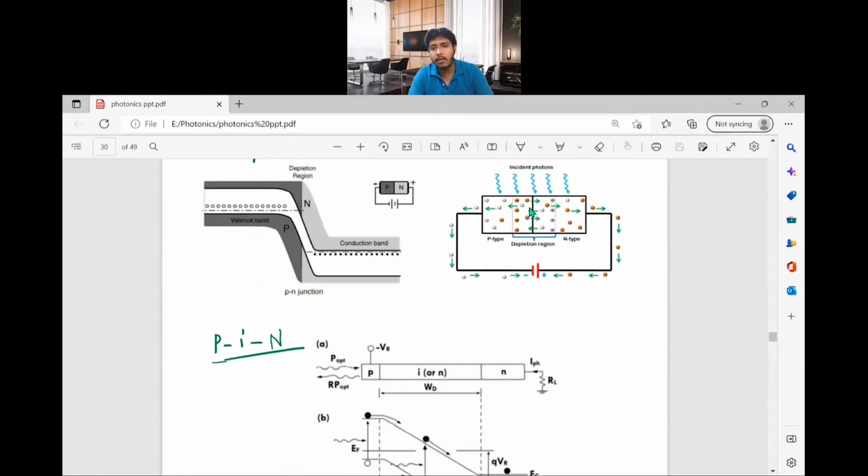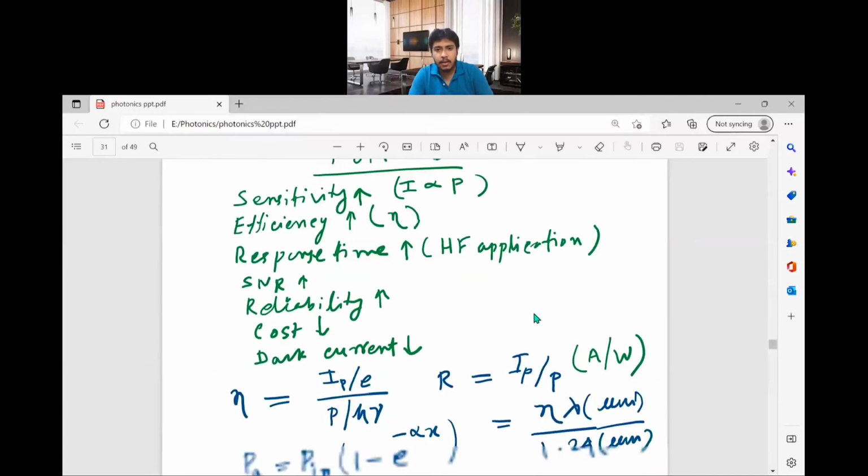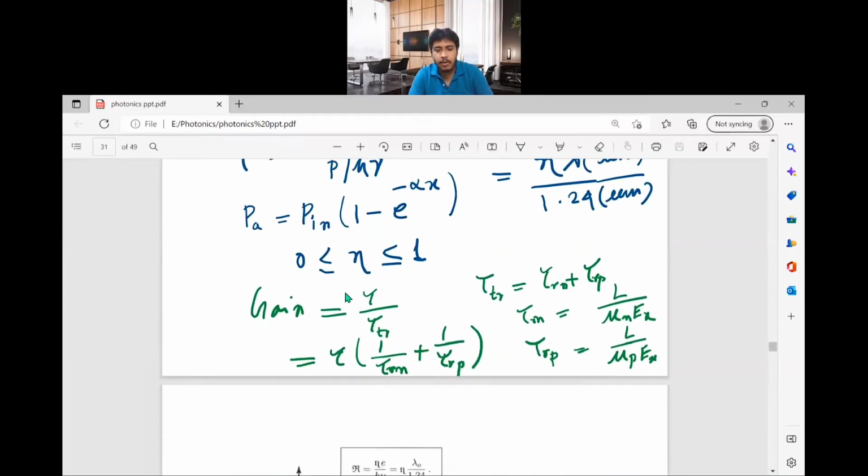Before reaching the contact, the electron hole pair will be lost due to recombination, and the light will be reflected back also, and some light will be transmitted. So not all the light will contribute to the generation of electron hole pairs, and not all the generated electron hole pairs will contribute to the photocurrent. Okay, so these are the losses, and gain is defined by this.